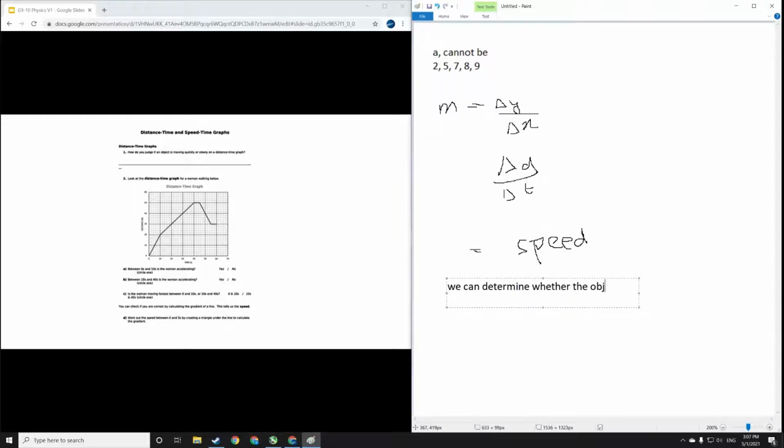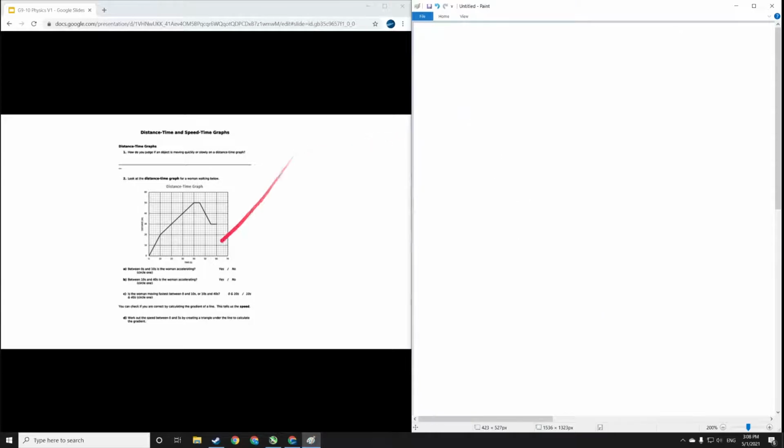And so your answer would be, we can determine whether the object is moving quickly or slowly by determining its slope on a distance time graph. And you can give this math as your reasoning, because m equals the change in y over the change in x, that's the slope, and that's the same as the change in distance over the change in time, which is the speed. And so that would be your answer. Okay? Let's move on to the next question.